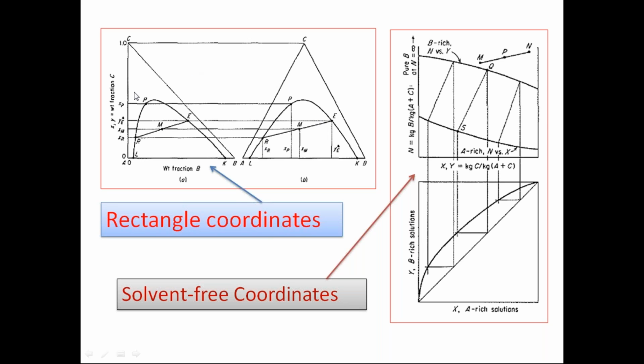Or you can also use rectangle coordinates, that is, a right angle triangle can also be drawn. In the right angle triangle, what you can take is x and y. This is the weight fraction of the C. X indicates the weight fraction of the C in the raffinate phase, and in the extract phase the weight fraction of the C is indicated by Y, and X and Y will be taken on the Y axis, whereas on the X axis we have to take the weight fraction of the B.